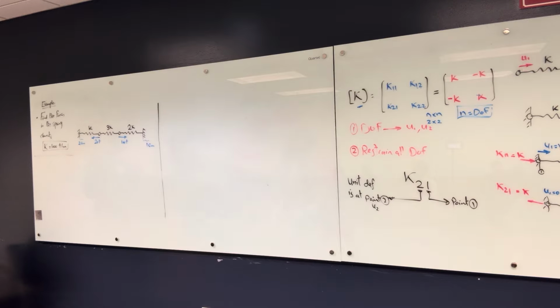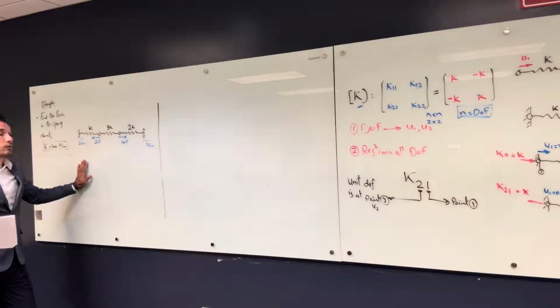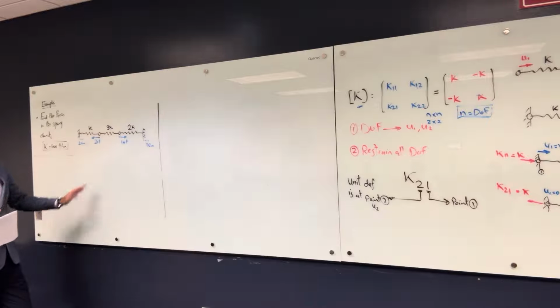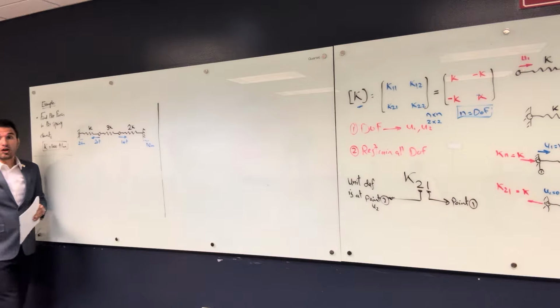All right, so I give you these springs. Are these springs parallel or in series? Series, right? The thing is, this is 2 degrees of freedom. I will not be able to solve it visually, so we need to use the method of stiffness to solve this problem. Look, how many degrees of freedom does this problem have? The structural degrees of freedom.